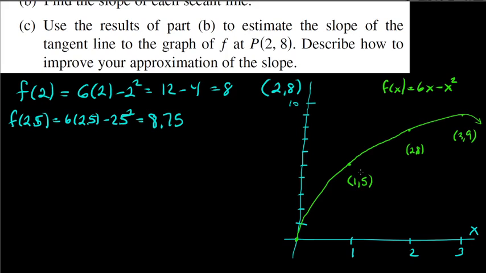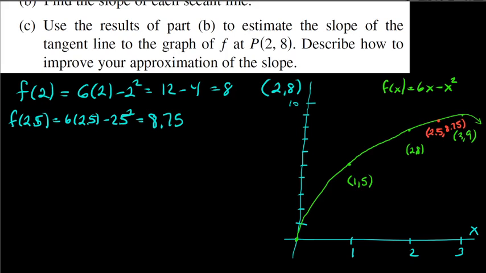All right. So on the graph, that's going to be roughly right here. So 2.5, it's supposed to be 5, and then 8.75. So that's the red point.